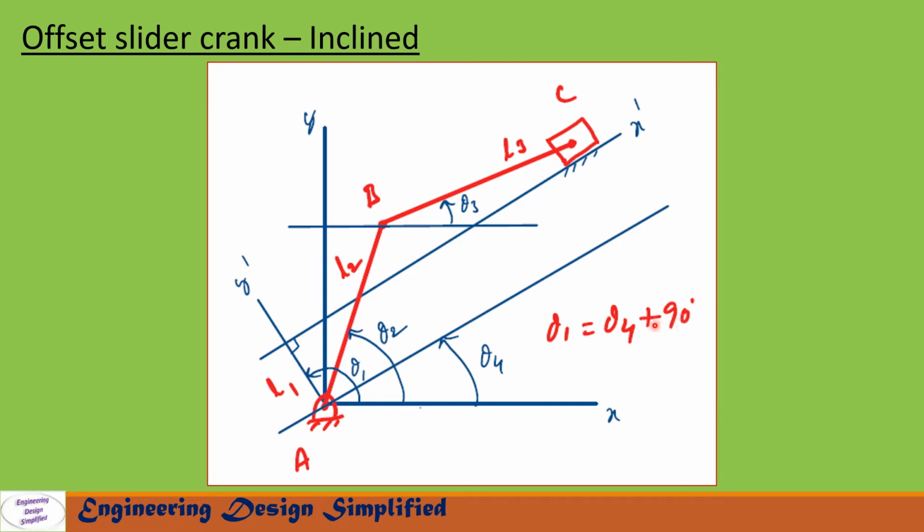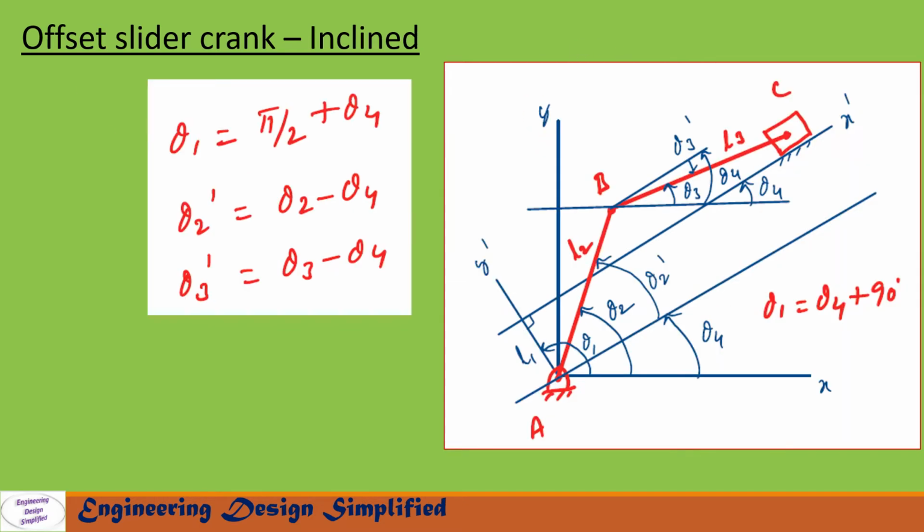In the coming slides, let us see how to derive equations to find the position and displacement of this slider C. So this angle theta 1 equals theta 4 plus 90, as we have seen in the previous slide. And this angle is theta 2. Let us call this angle theta 2 prime, that is from this inclination. And this theta 2 prime equals theta 2 minus theta 4.